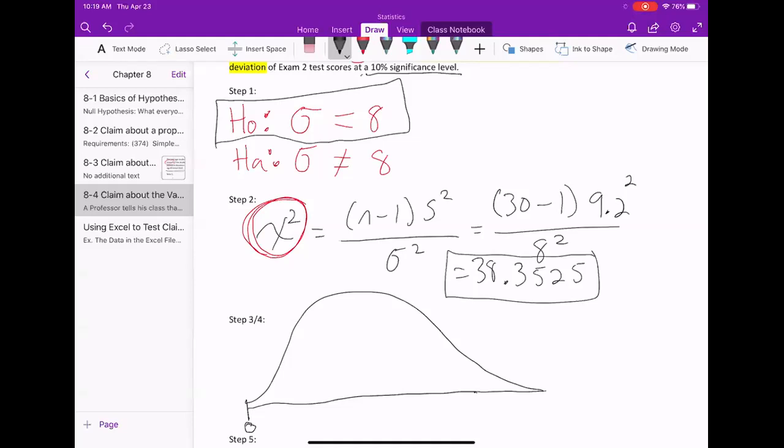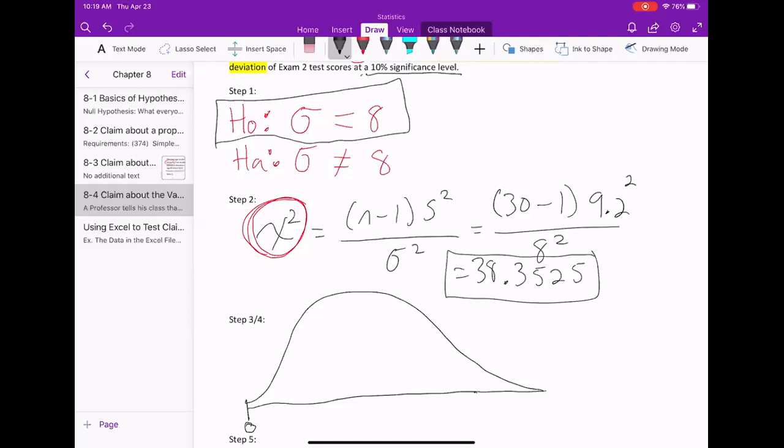Don't worry so much about the shape. The key is making sure you go to the right table. I'm not going to be judging anyone's pictures. Since it's a chi-squared, because that's what the test statistic says it is, then that is the table I go to. Again, 10% significance level.